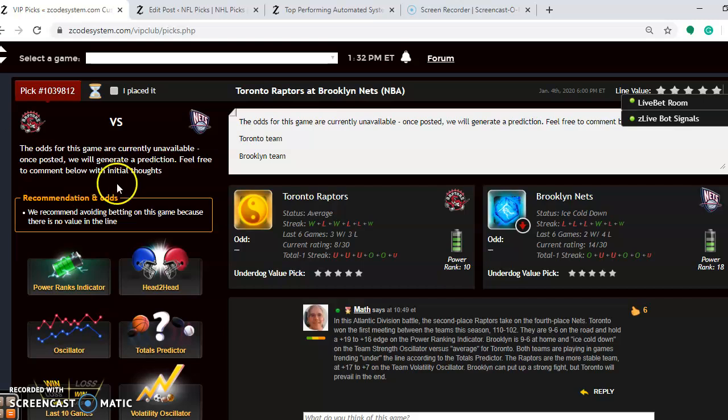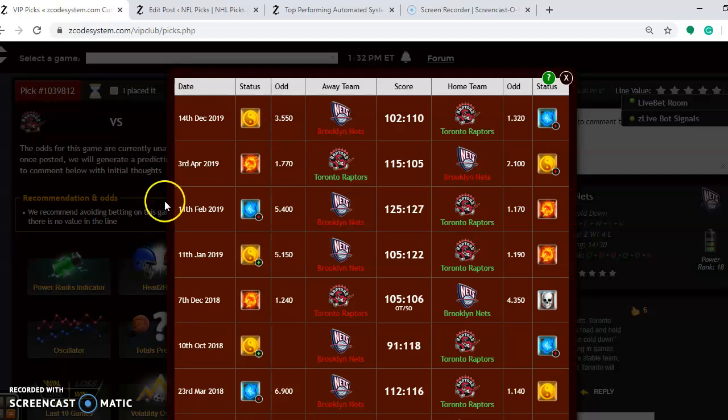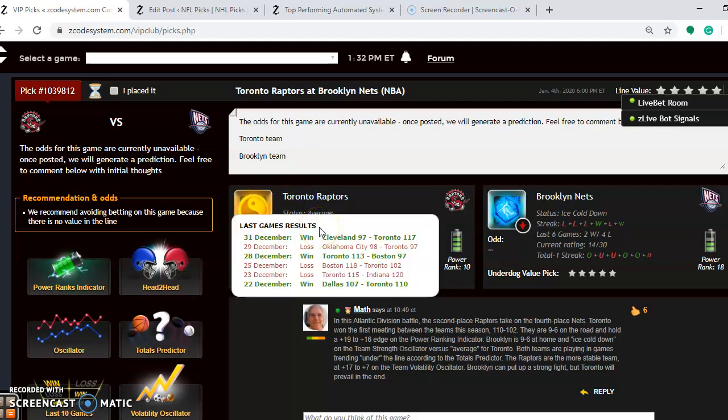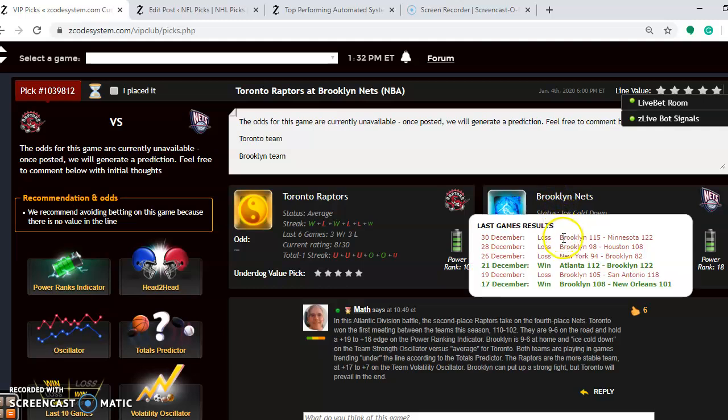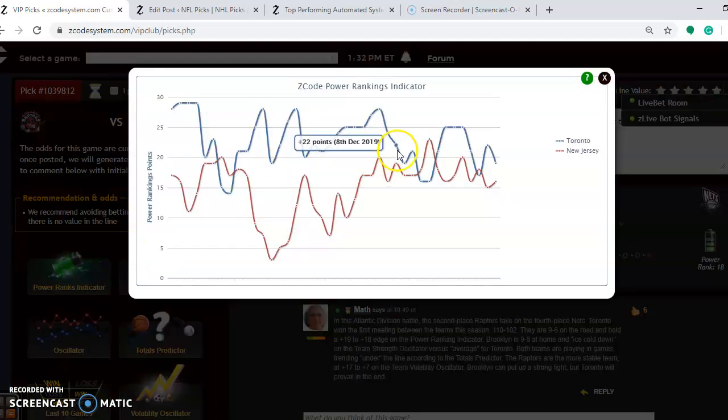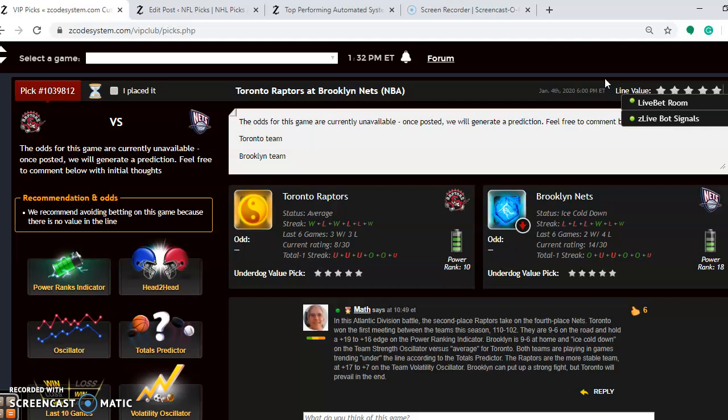Toronto won the first meeting between the teams this season. If you look at the head-to-head matchups, on December 14th they won 110-100 as a home favorite. If you look at their status right now, Toronto is average, having won 3 out of their last 6. The Nets are ice cold. You can see they're currently on a 3-game losing streak and have lost 4 out of their last 6. If you look at the power ranking indicator, you will see that Toronto is on a downward trend. They still have a plus 19 to plus 16 advantage over New Jersey.